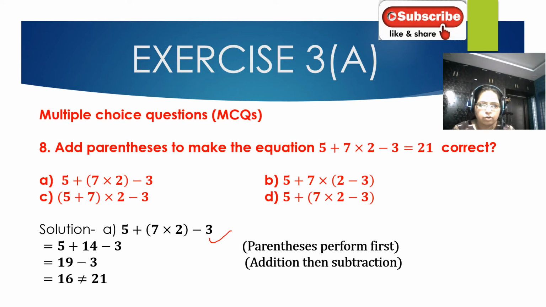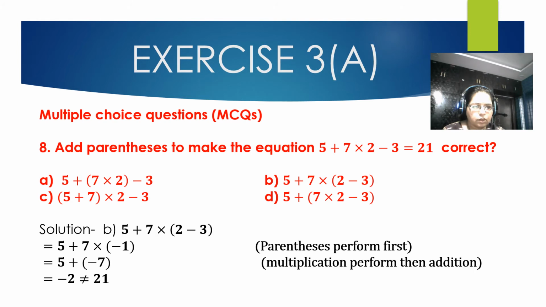Then we will go to the second expression, B. We have to solve this second option. Now we solve the second option, that is B. Second option B is 5 plus 7 multiplied by 2 minus 3. 2 minus 3 is inside the parenthesis.